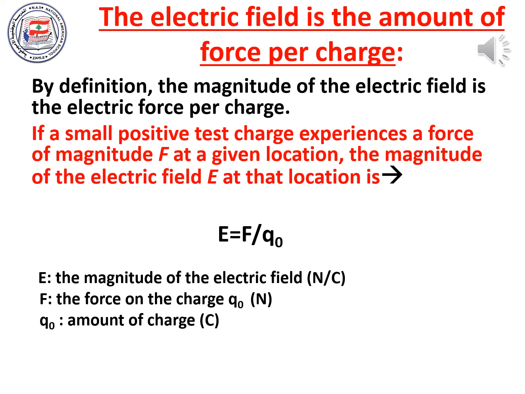F is the force on the charge Q0 measured in newtons, and Q0 is the amount of charge measured in coulombs. So if we know the force acting on a charge and we know the magnitude of this charge, we can know the magnitude of the electric field which causes this force.